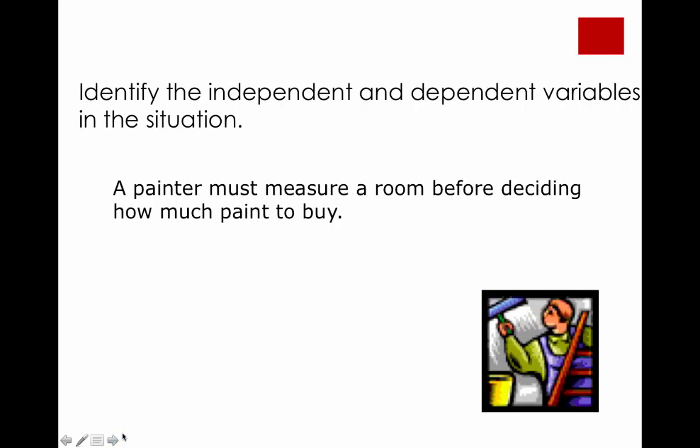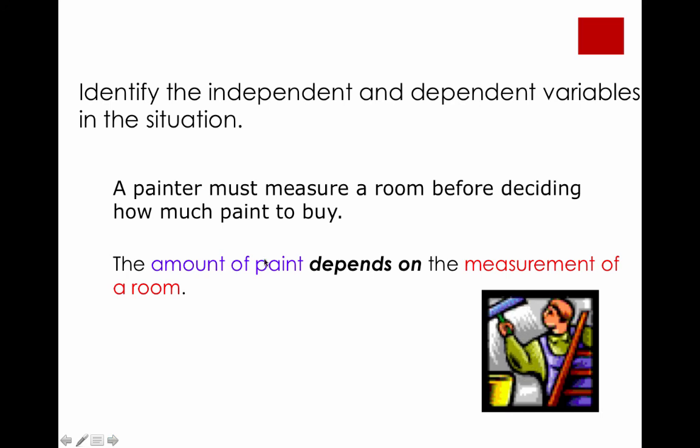So we're going to first work on identifying independent and dependent variables. So I've got a situation where a painter has to determine how much paint to buy. Of course he's going to have to measure the room before deciding how much paint he's going to buy. So the question is, the amount of paint, if it depends on the measurement of the room, which one is my independent and which is my dependent variable? Well, the amount of paint depends on. So the amount of paint is my dependent variable. The measurement of the room is my independent variable.